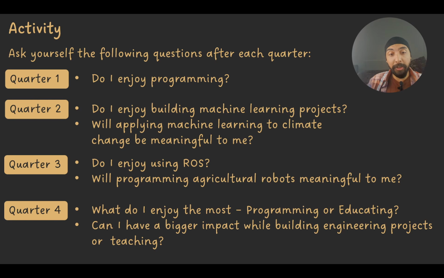And after fourth quarter, you have to really choose between whether you want to go fully into the engineering route or the teaching route. You still have the possibility to not go towards the teaching or curriculum design route, and directly go towards programming for agricultural robots or machine learning engineering roles. And you have to really decide, hey, what is it that I can do that would have a bigger impact? Is it building engineering projects or is it teaching? What is it that I like doing more?